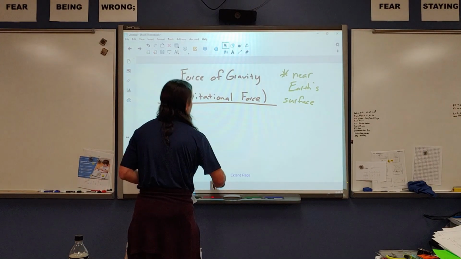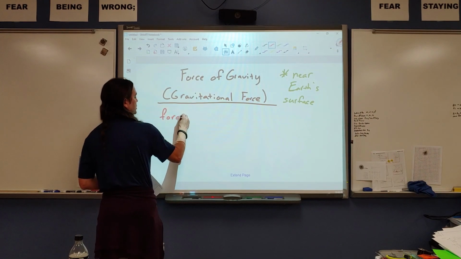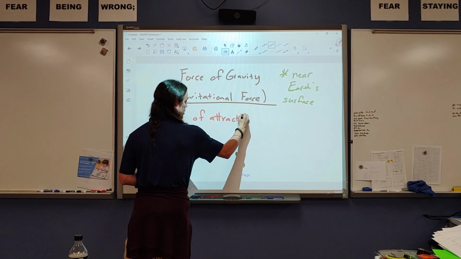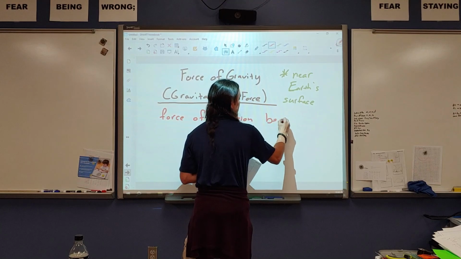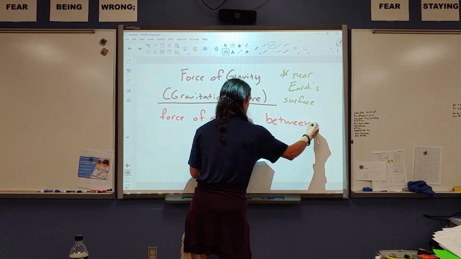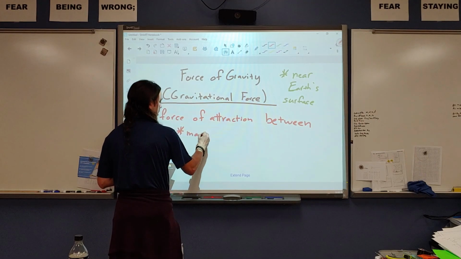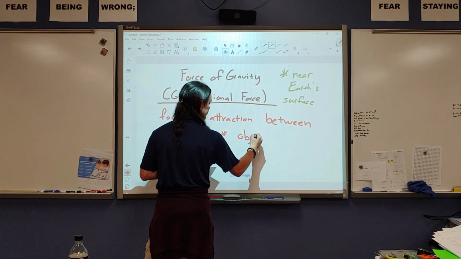Okay. First off, a description of what the force of gravity is. It's a force of attraction, always attraction, never repulsion, at least from our current understanding of physics, but it's a force of attraction between massive, and I'm going to put a little star next to that, massive objects.